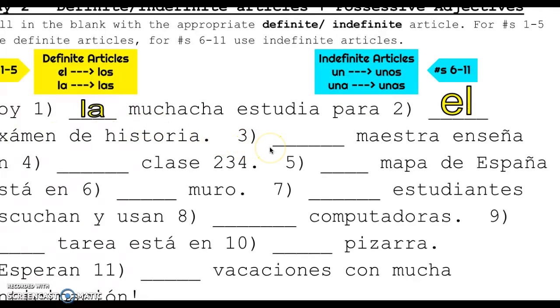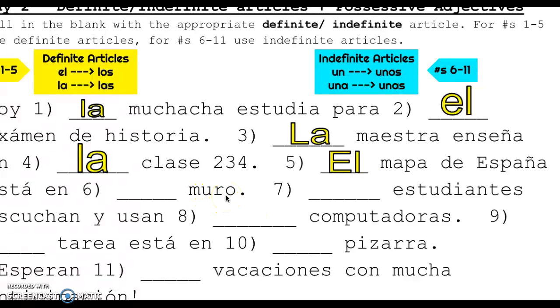Número 3, blank maestra enseña en blank clase 234. So again, maestra is singular and feminine, that's going to be la. So the teacher teaches in, and we know clase is a word that we've just memorized over our time studying Spanish, that it's singular and feminine also. So en la clase 234. Our last one using definite articles, so we have blank mapa de España está en blank muro. So mapa, even though it ends with an A, is a masculine word. So it's going to be el mapa de España. So the map of Spain está en, we want to say the wall.